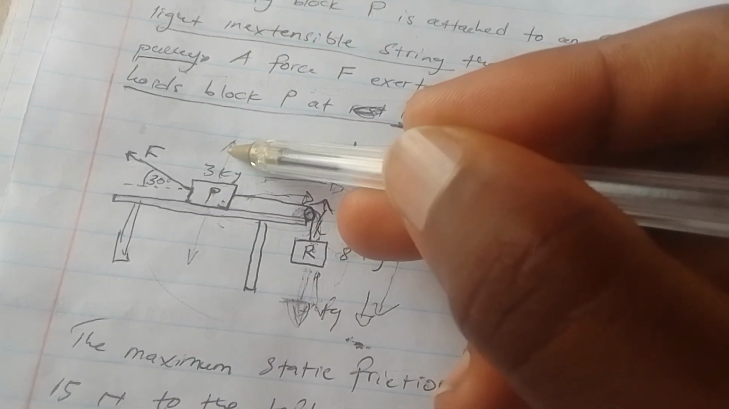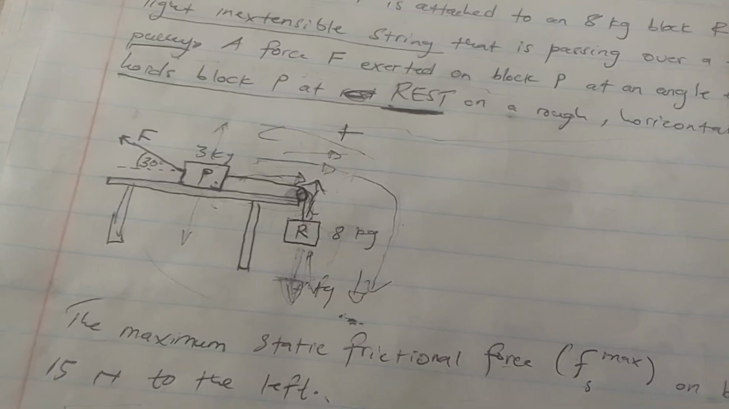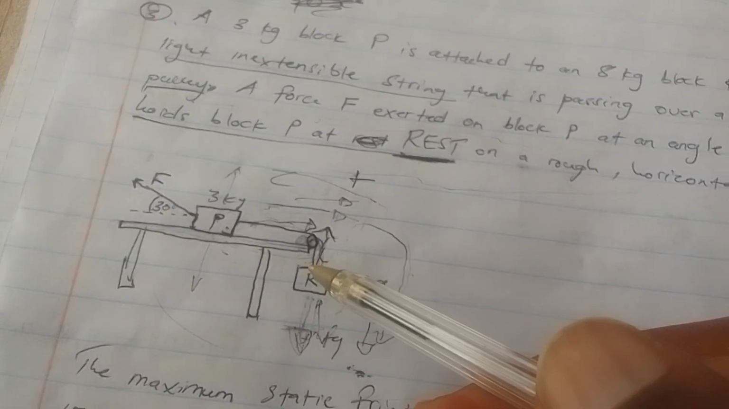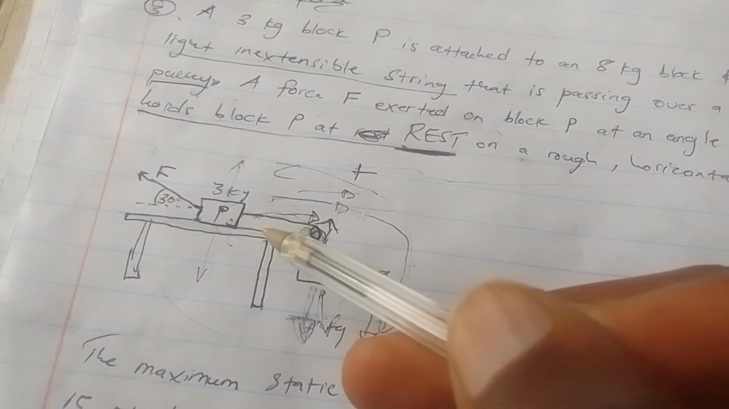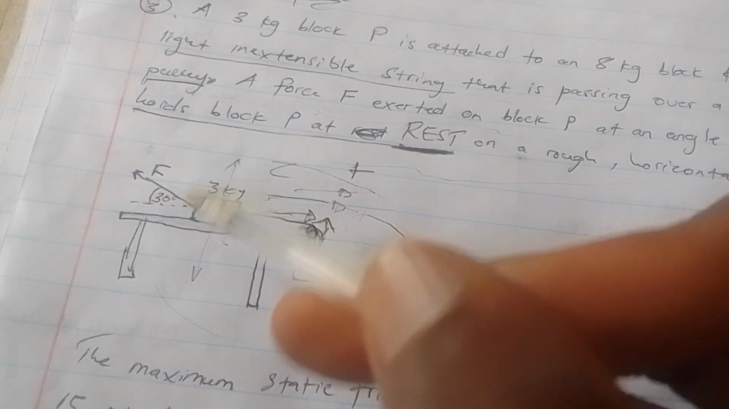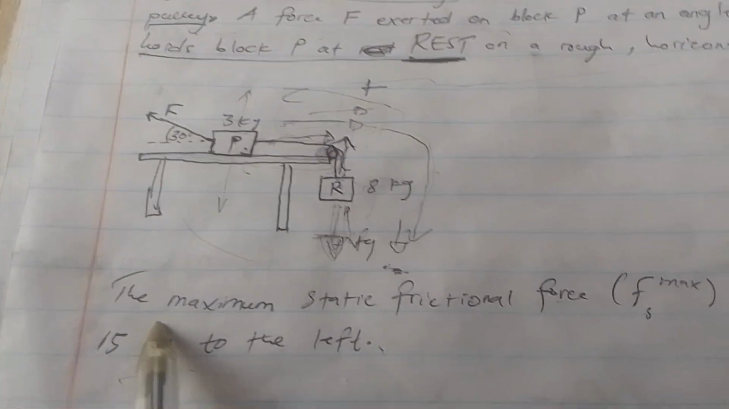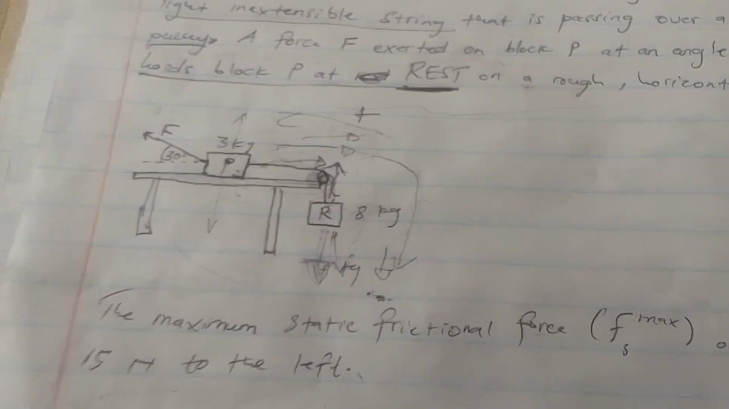And a normal force. Normal force is always perpendicular to the surface on which our block is placed. And then the force of gravity is always acting downward. And then our applied force is to our northeast. This force is holding block P at rest, which means we'll have a static frictional force, as our statement says below. Static frictional force on block P is 15 to the left.